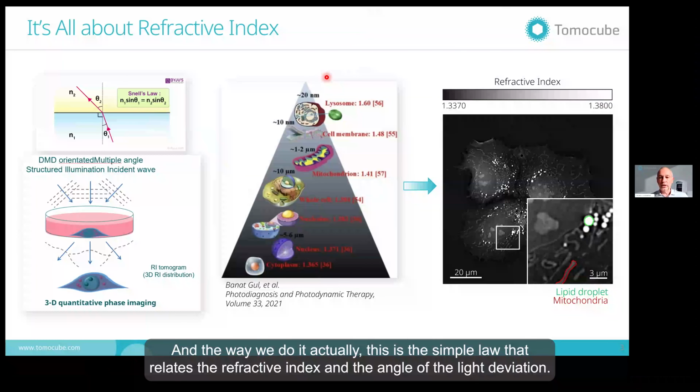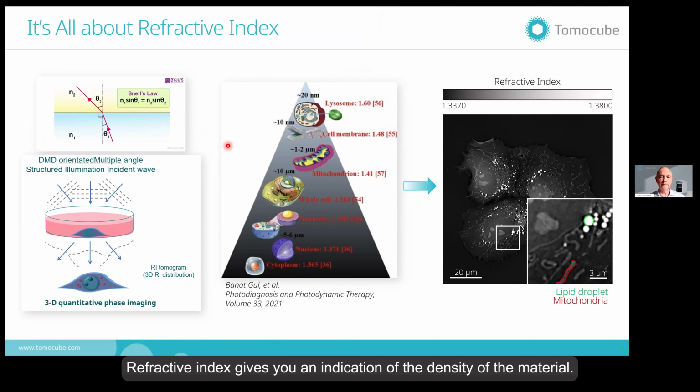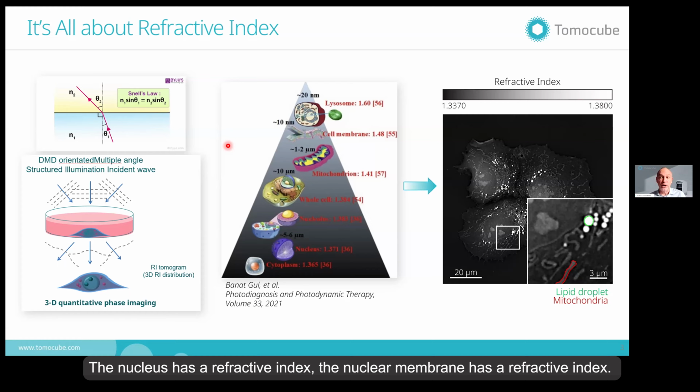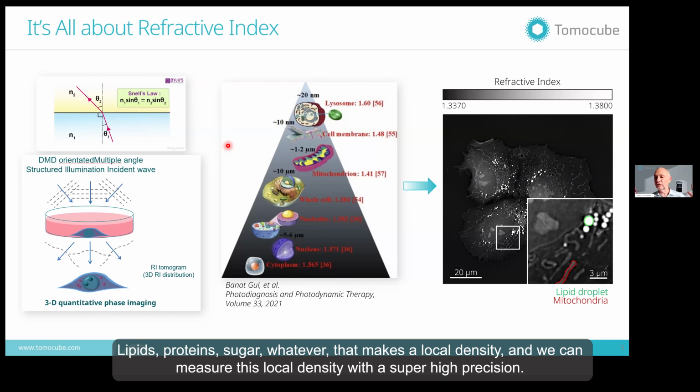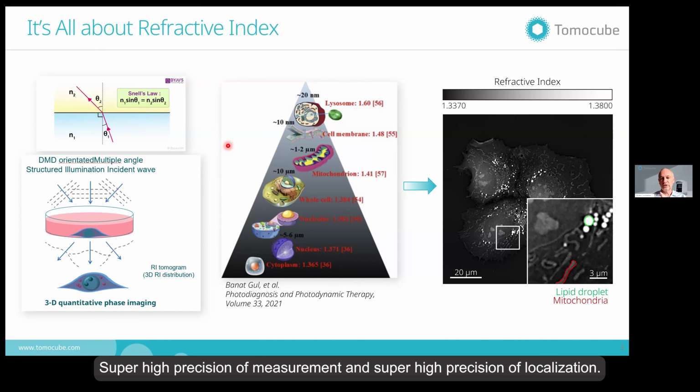The way we do it is this simple law that relates the refractive index and the angle of the light deviation. Refractive index gives you an indication of the density of the material. In the cell, each individual component has a particular refractive index. The nucleus has a refractive index. The nuclear membrane has a refractive index. Nucleoli, mitochondria, all these individual components have a specific content of lipids, proteins, sugar, whatever, that makes a local density. And we can measure this local density with super high precision of measurement and super high precision of localization.